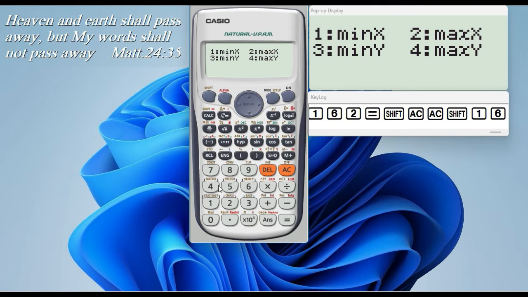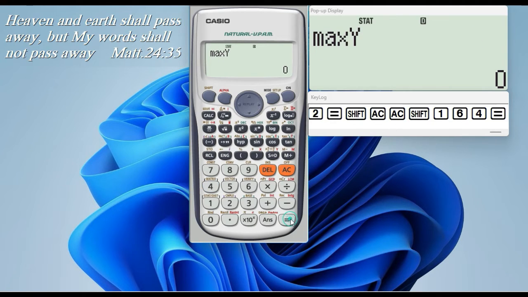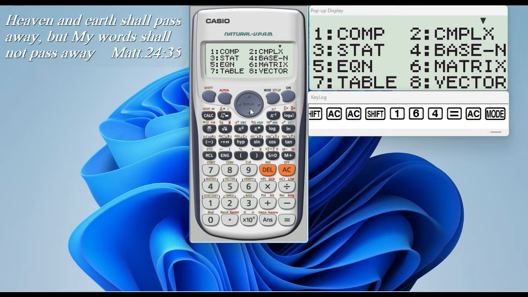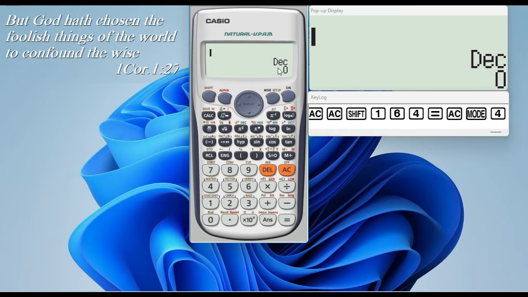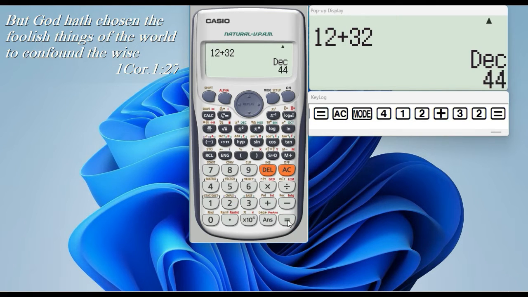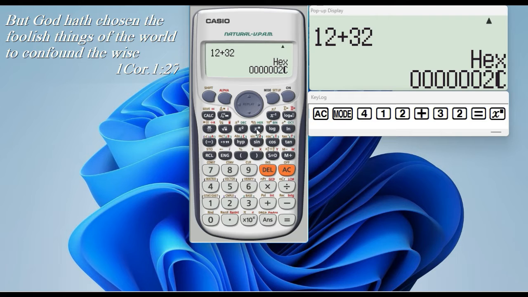Alright, let's go to the next one, which is the number base. So usually when you go to the number base, it's already in base 10. Dec is in base 10. Okay, so I type in a random data, 12 plus 32 is equal to, and then I have 44, which is in base 10. Now I can press the hex. So mostly hex here is for 16, base 16. Let's not forget that it's base 16, not base 6. It's base 16.